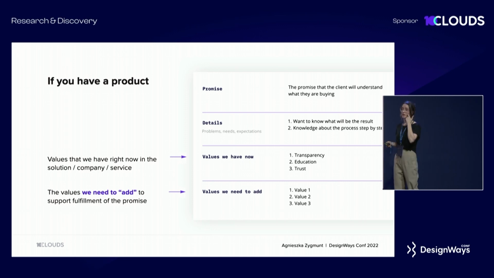But we decided, OK, what about the values? What values are we giving right now? What values do we have right now in the company? And what values maybe we need to add? And it was great because we found out that we have different promises. And for one promise, there was a hole. We didn't find any value in the company. But of course, clients were expecting some values at the end.